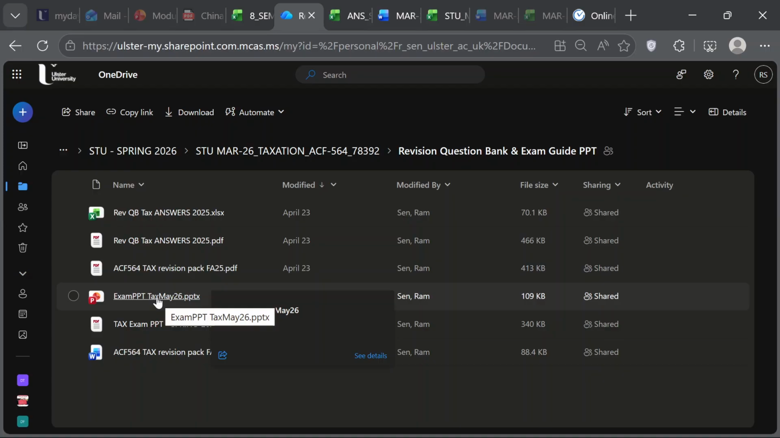I may not cover the exam PPT in the class myself, because again, it's just information, so we don't have time to just cover information in the class. You just read it yourself, because it's very clear.